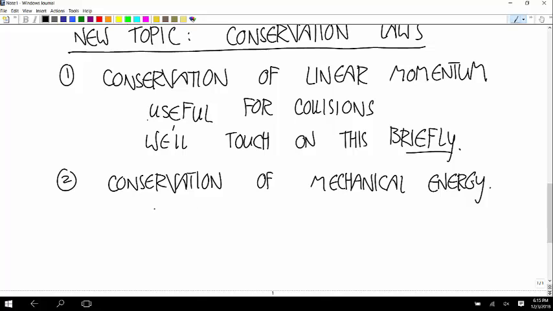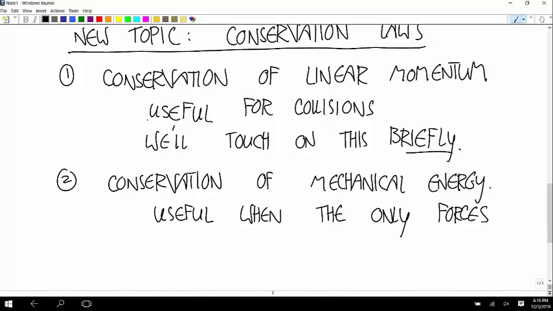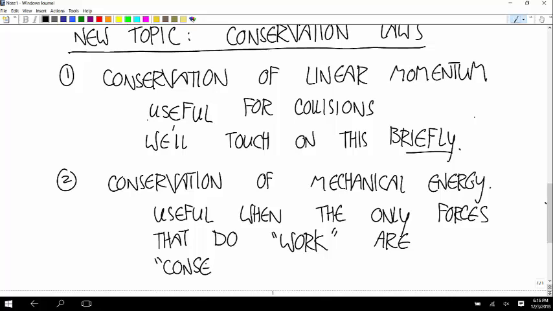So this is going to be useful when the only forces that do work are called conservative forces. We'll talk about what all those things mean, and then we'll go into some calculations.